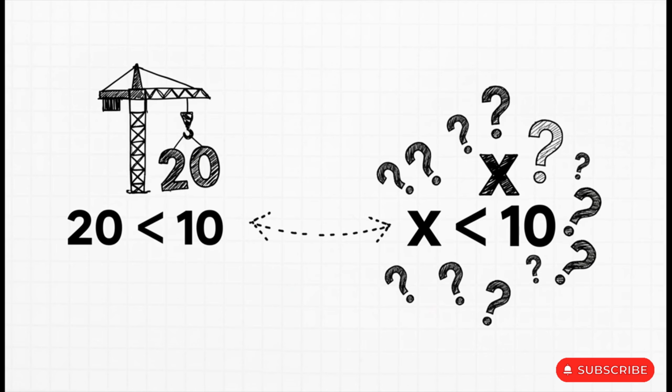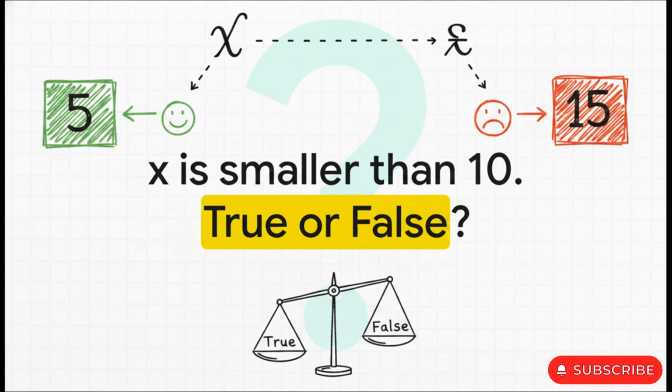What happens if we just swap out that number 20 for a variable, say x? So now our statement is x is smaller than 10. And believe it or not, this tiny change pretty much breaks everything. All of a sudden, we're stuck. We can't answer the question anymore. Is it true? Is it false? Well, it totally depends on what x is, right? If x is 5, sure, it's true. But if x is 15, then it's false. Without knowing what our variable is, our simple logic system just grinds to a halt.